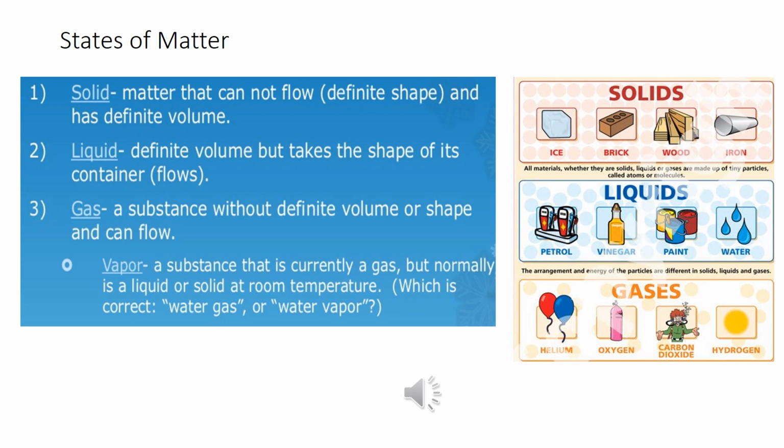Students generally have confusion about water gas. Last year this question was in our examination question paper, and so many students had the confusion that water vapor is liquid. They thought like that. So for solving this confusion, I added this point. Again I am repeating. Vapor, a substance that is currently a gas but normally is a liquid or solid at room temperature, which is water gas or water vapor.